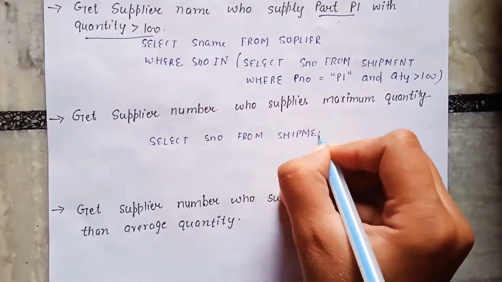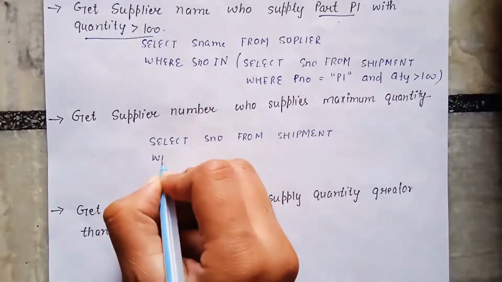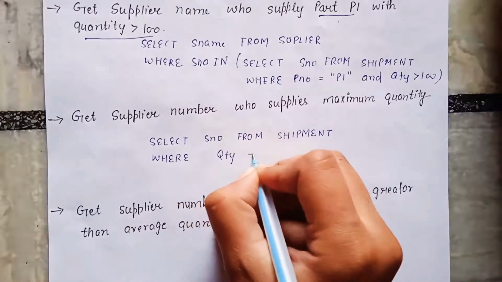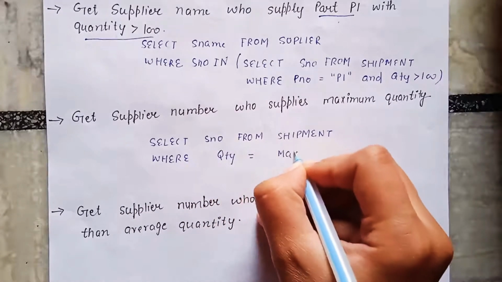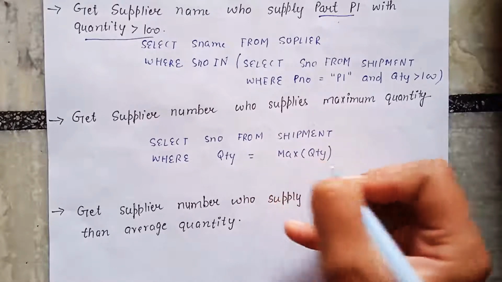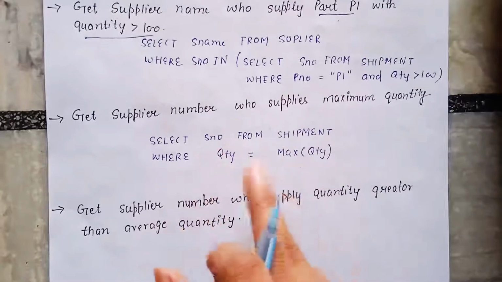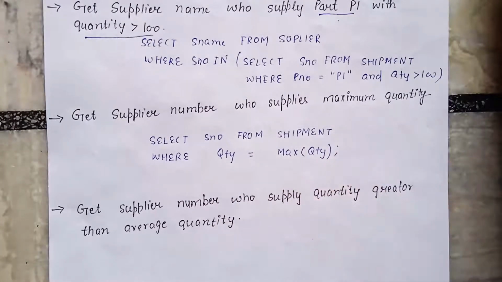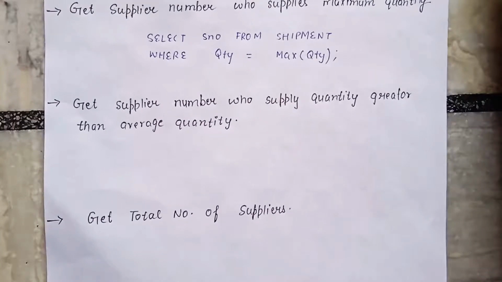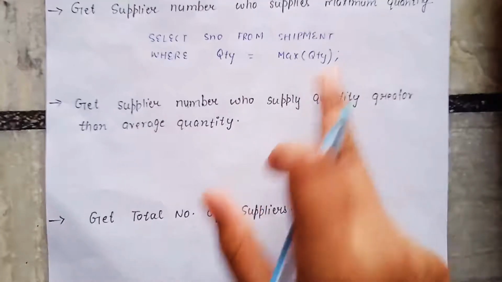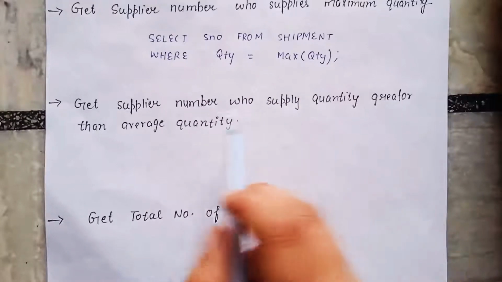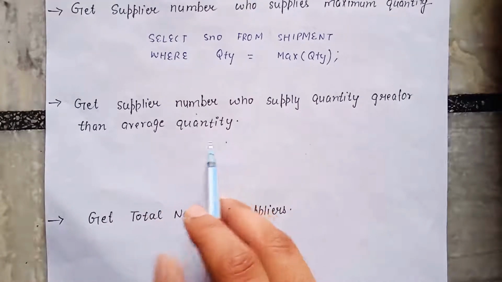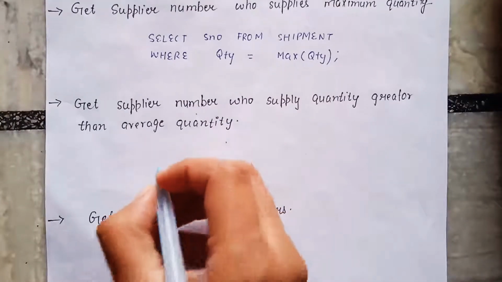where quantity is equal to max of quantity. Now it will fetch the S number of those suppliers whose quantity is the maximum quantity from that shipment table. Now let's see our next query. This is also the same as the previous query. In this we just find those supplier numbers that supply quantity greater than the average quantity. In this we will make use of the average function. Now let's see how we write this query.